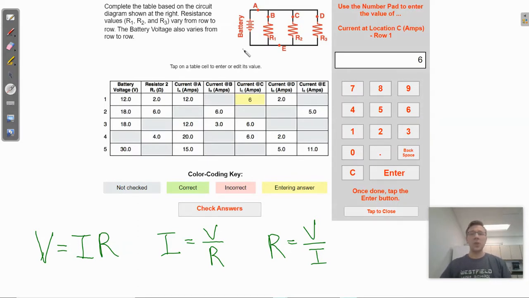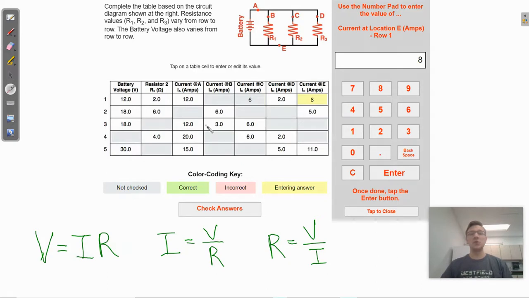Now, we have the current of branch C, it's 6. We have the current of branch D, it's 2. When you add those two together, it gives you the current at point E. So we know that there's 8 amps of current at point E.